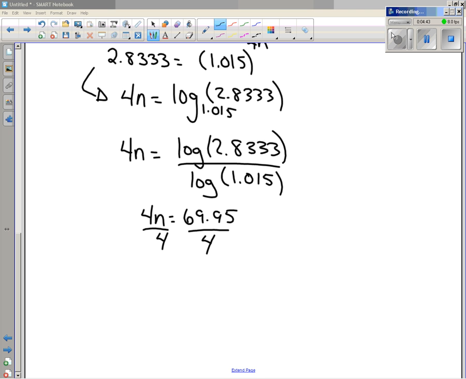So we plug that in, get 69.95, divide both sides by 4, and what do we get for the number of years for our investment? 17.46. So about 17 and a half years later, your investment of $3,000 has grown to 8,500.